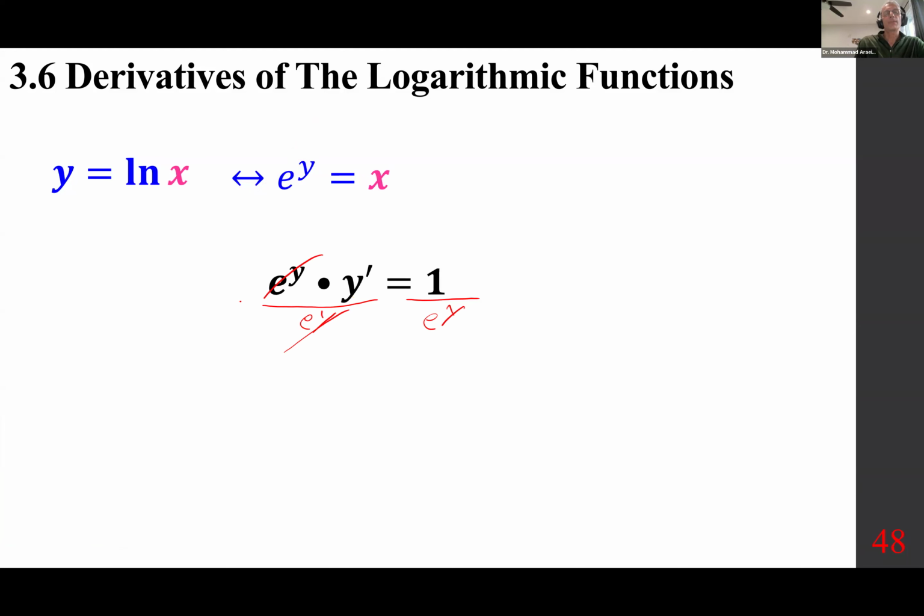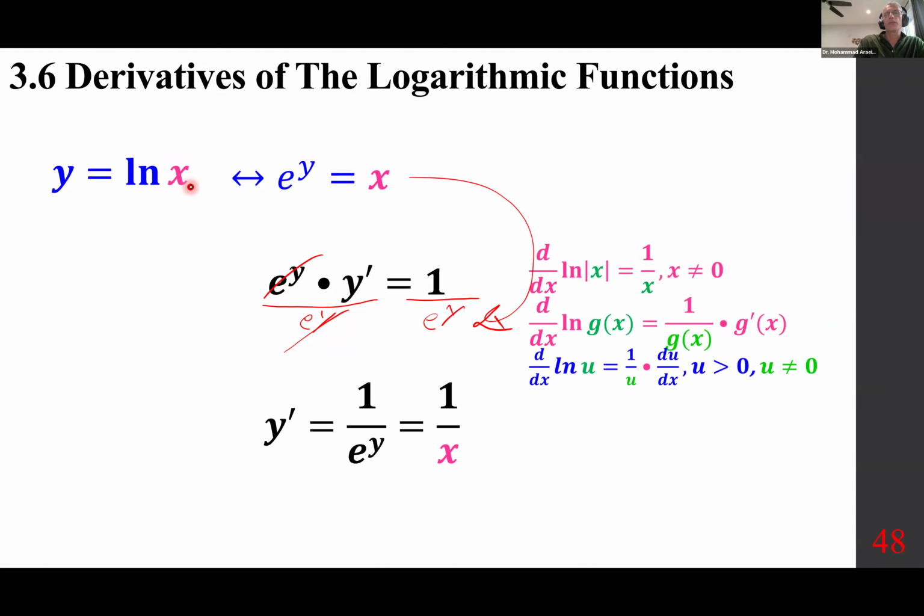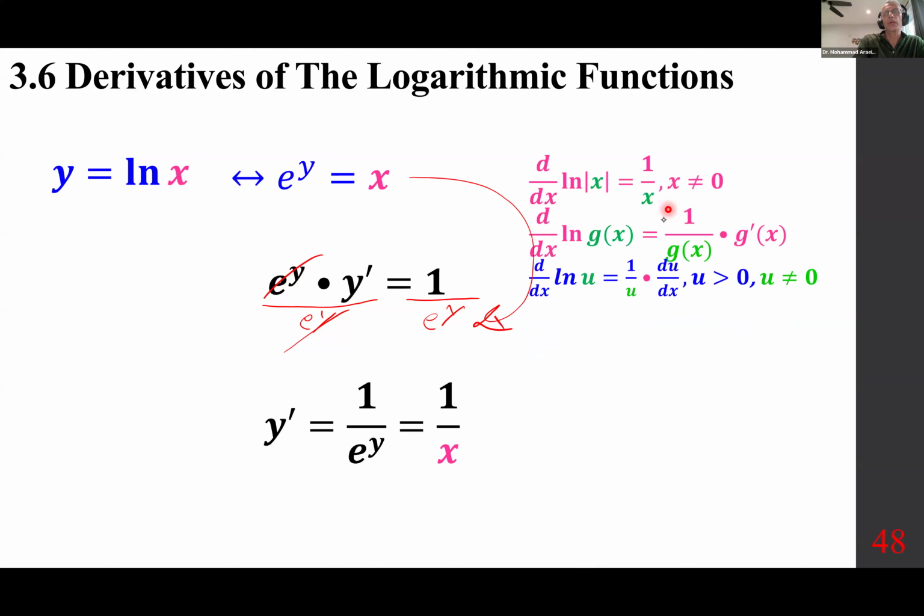To find y prime, you divide by e to the power of y. And of course, you can replace it with x. So we just proved if y is ln x, the derivative is 1 over x, meaning all you have to do is write the reciprocal of the argument. So if you have x, it becomes 1 over x.